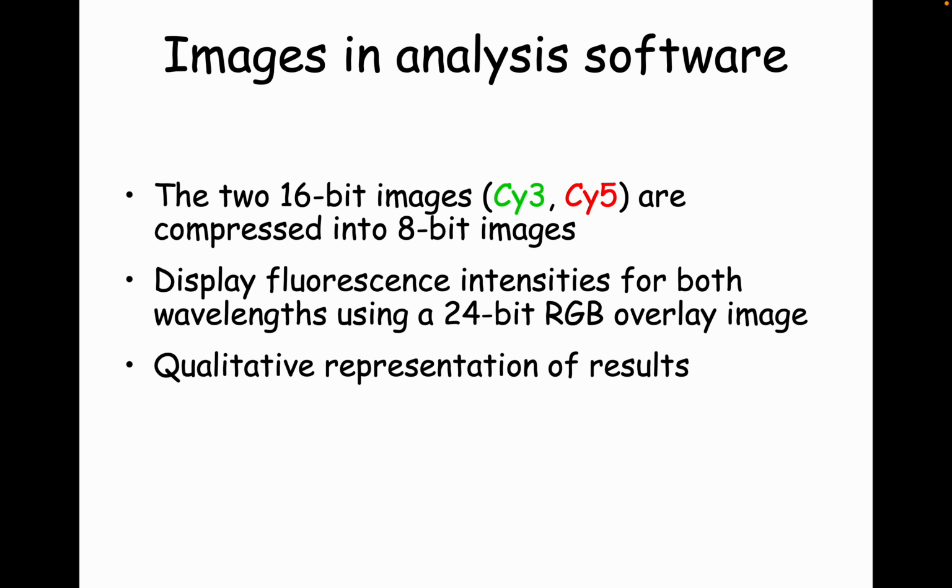So the two 16-bit images, the green dye that people use, or one of them, is called Cy3, and the red dye is Cy5. They're recorded separately and then compressed into images that only show the green and the red. You can throw away the rest of this. You can display the fluorescent intensities for both of them with an overlay image, and there you go.